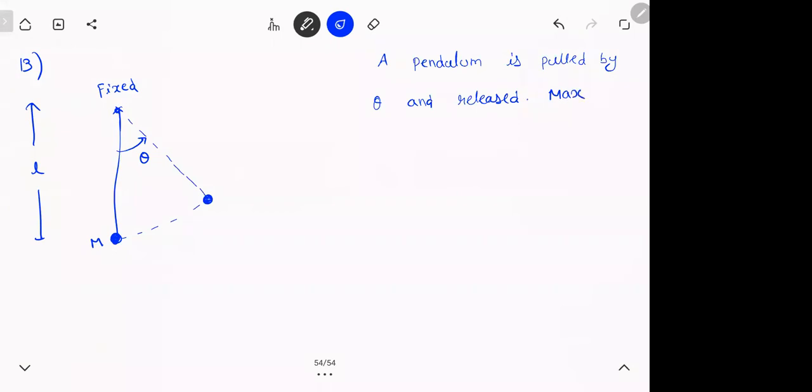Maximum tension the string can withstand is 2 mg. Meaning it cannot take however much force you want, there is a limit now. Max tension the string can withstand is 2 mg, meaning double the weight. The moment the tension becomes 2 mg, it will break. So the question is: find max theta so that the string does not break. When you are pulling and leaving, as we just discussed, the tension will change. So by maximum, what angle can you pull it and leave so that the string does not break?